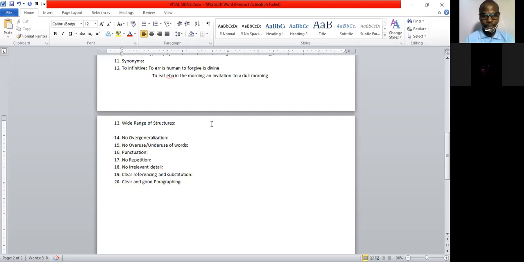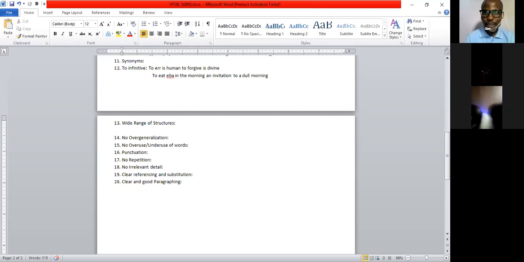So when you talk about wide range of structures, I opened the band descriptors for you, and I showed you how very important it is for you to make use of sentences of varying length. So, sentences of varying length.